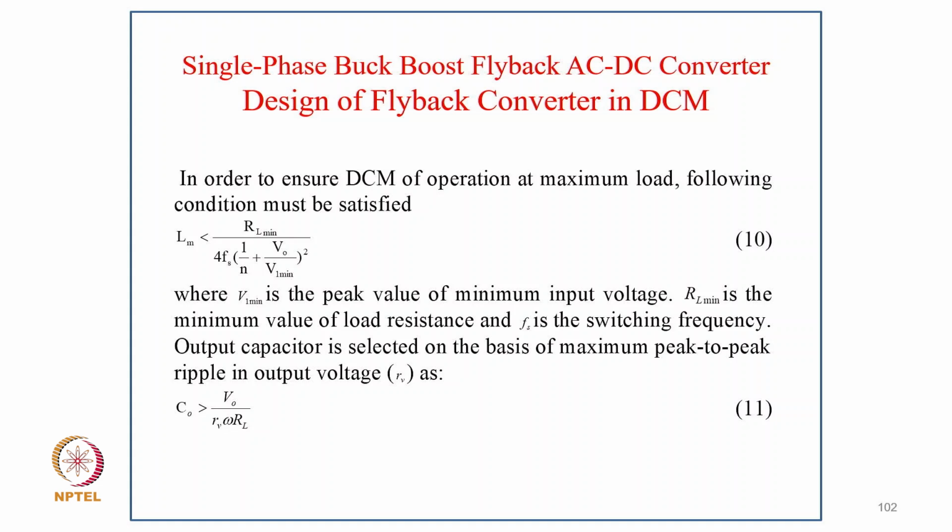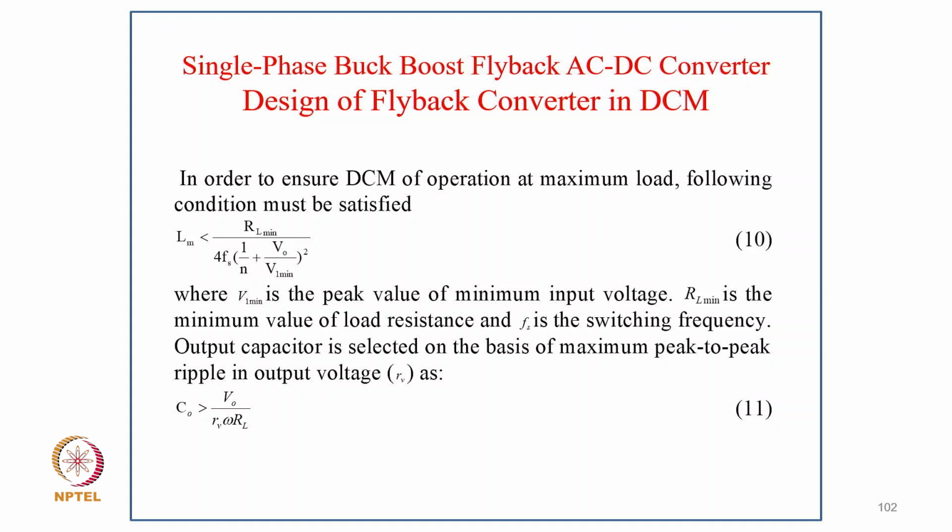So in order to ensure DCM operation at maximum load, the following condition must be satisfied: Lm must be less than RL minimum divided by 4Fs, in brackets 1 upon N plus V0 upon V1 minimum, squared. Here V1 minimum is the peak value of the minimum input voltage, RL minimum is the minimum value of the load resistance, and Fs is the switching frequency.